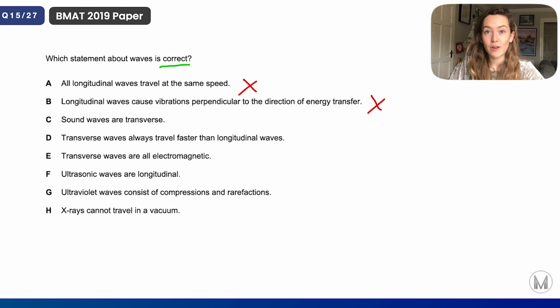Sound waves are transverse. They're not. They are longitudinal. Transverse waves always travel faster than longitudinal waves. Again, that's also incorrect. Under certain conditions, longitudinal waves may travel faster than transverse waves.